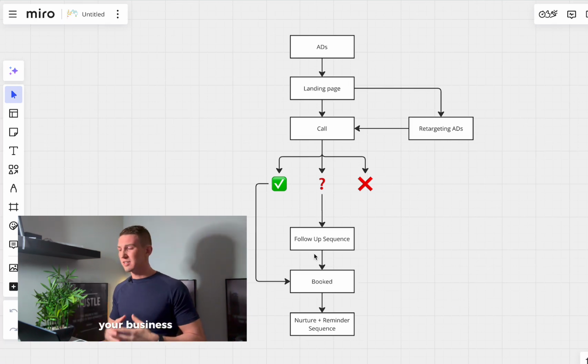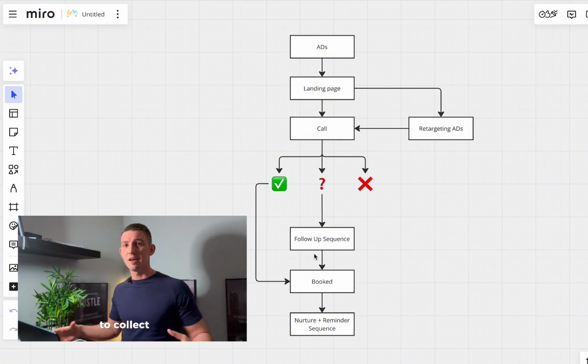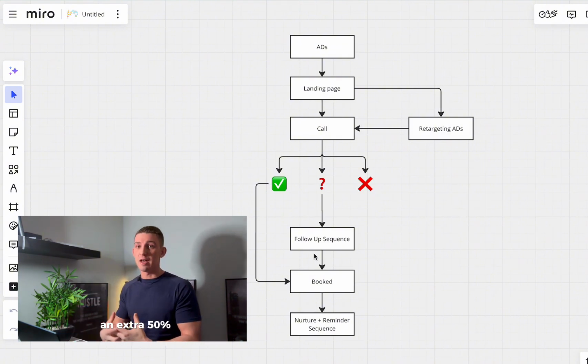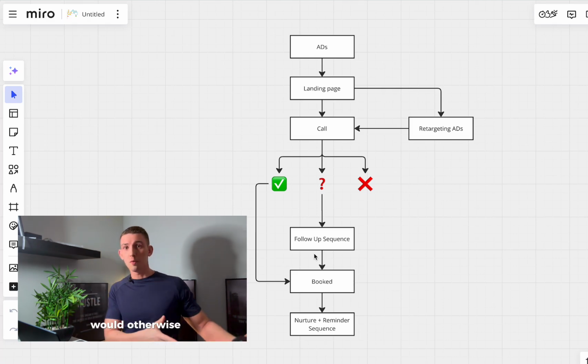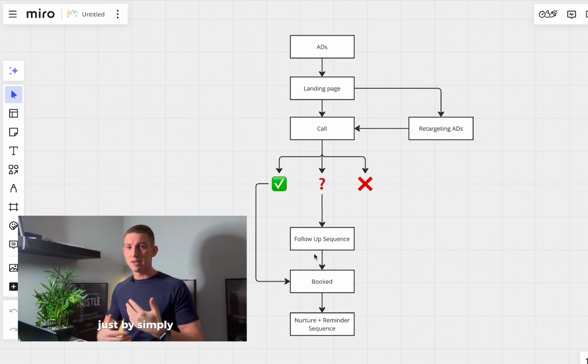It depends on your business. It depends on your process in terms of what you want them to do next. But a follow-up process is going to collect like an extra 50% of the people who would otherwise just drop out of your sales process just by simply following up.